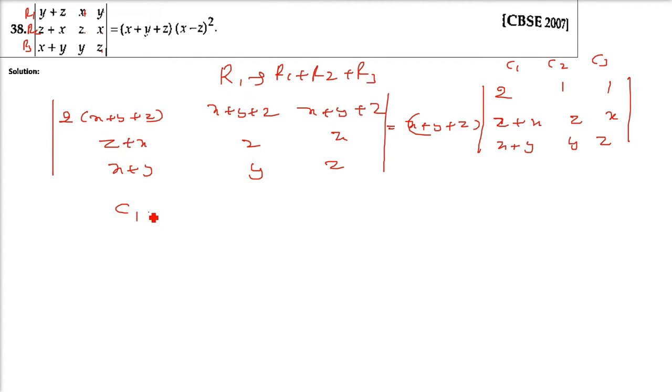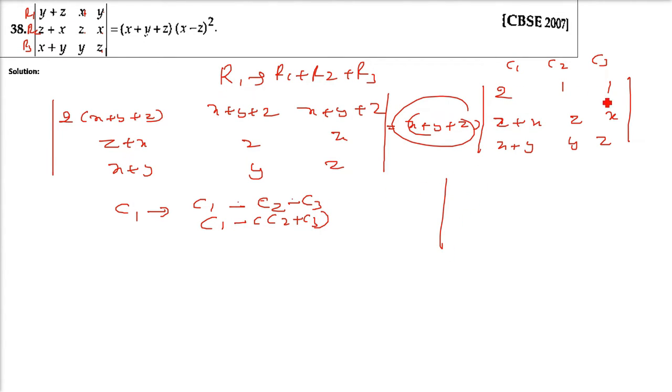We do like this. C1 we are changing to C1 minus column 2 plus column 3, that is C1 minus C2 minus C3. You can also write it as C1 minus C2 plus C3. This is also the way of writing. So x plus y plus z is already outside, remember. Now, 2 minus 1 minus 1 is 0, z plus x minus z minus x is 0, x plus y minus y minus z, so you get x minus z here. And what is remaining? 1, 1, z, x, y, z.